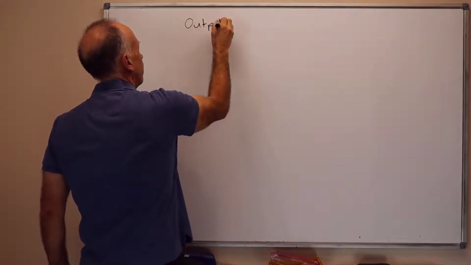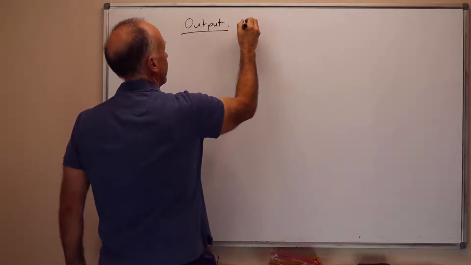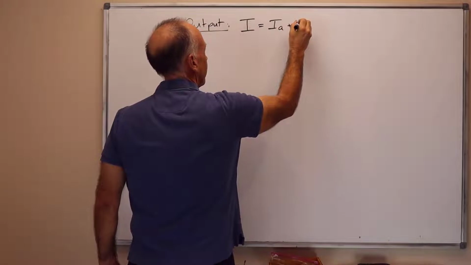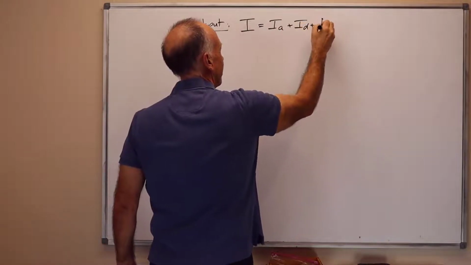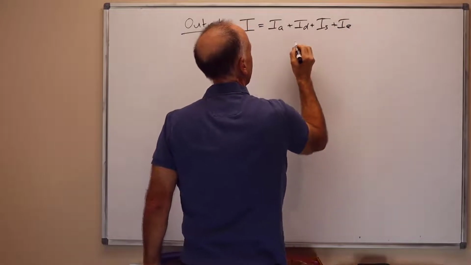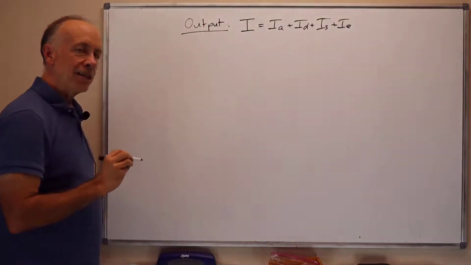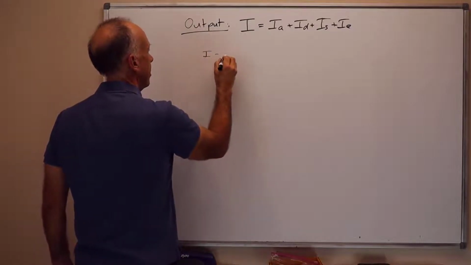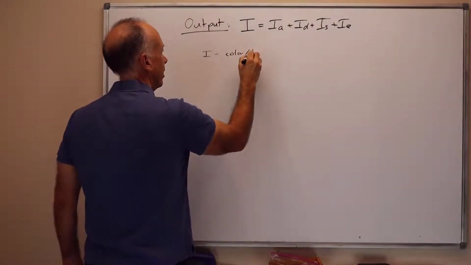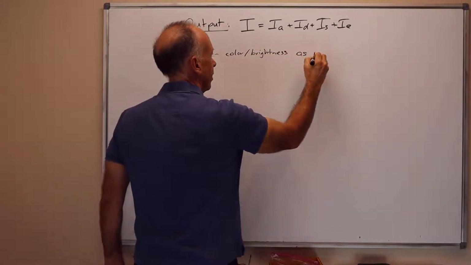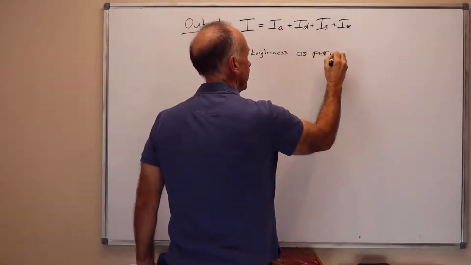So then the output of all this is I, which can be written as I^A plus I^D plus I^S plus I^E, the brightness of the surface as perceived by the viewer. So I is the color or brightness as perceived by the viewer.